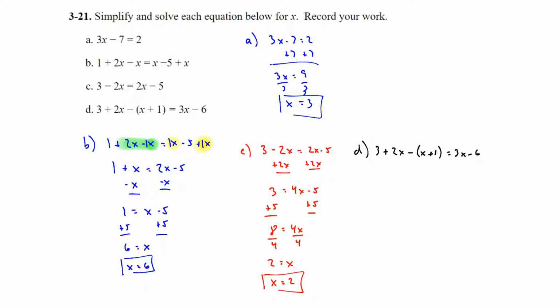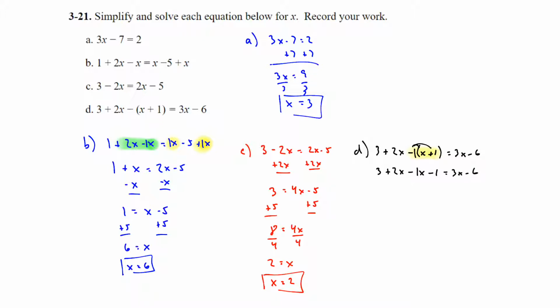So with this part right here, with the negative in front of the, or the subtraction in front of the parenthesis, we need to distribute the subtraction sign. So it'd be like a minus 1 there. So we distribute the negative 1. So it'd be minus 1x, and then minus 1.